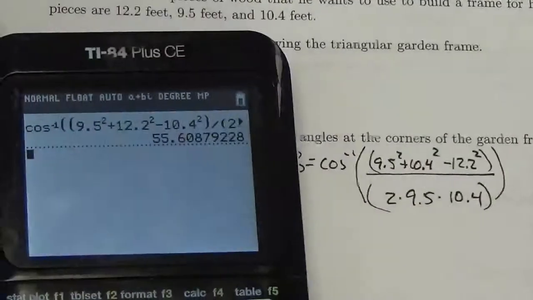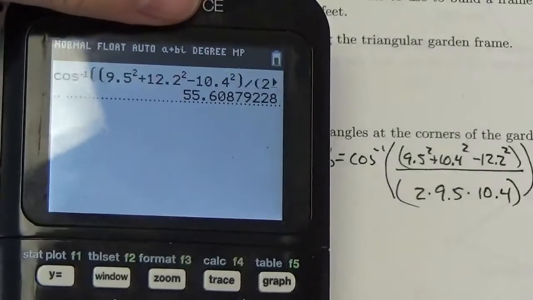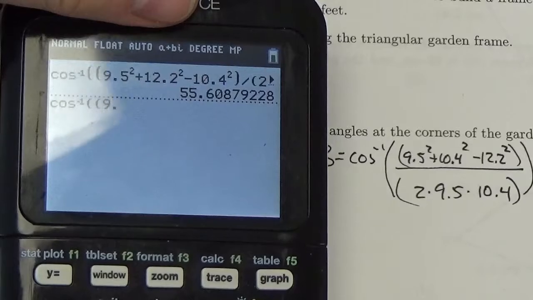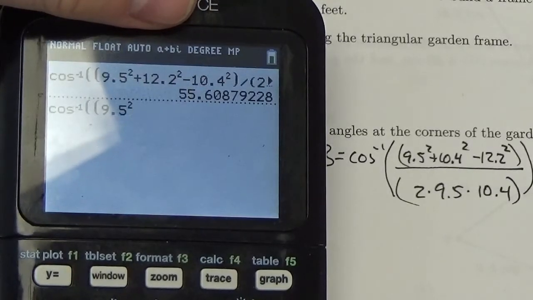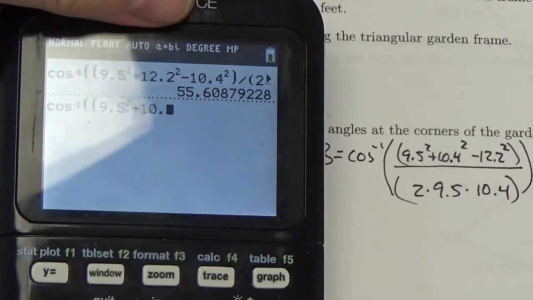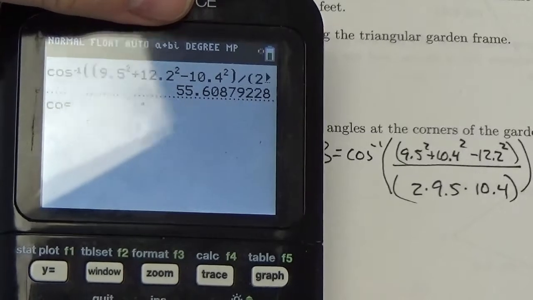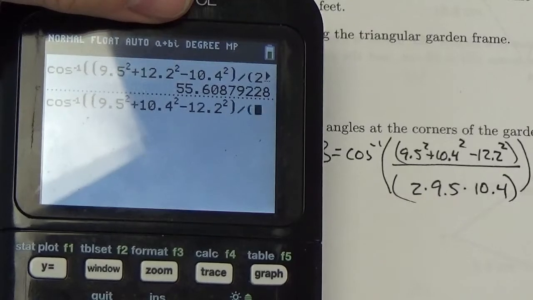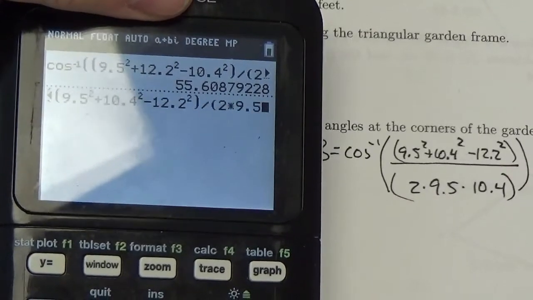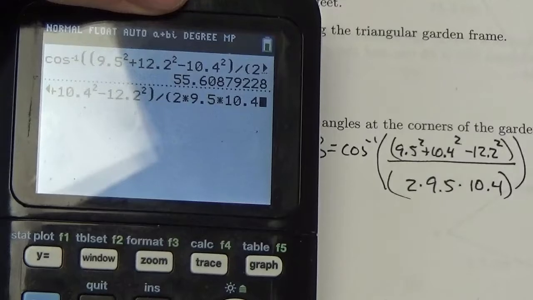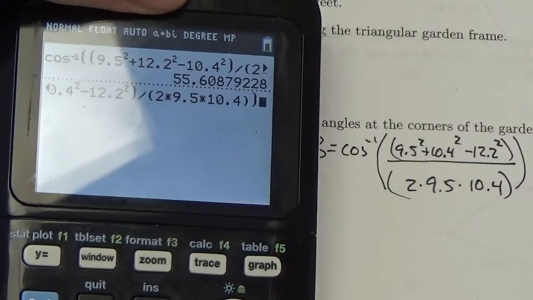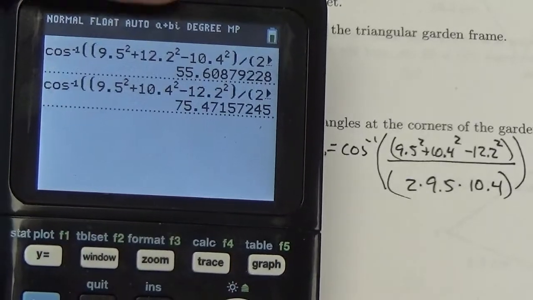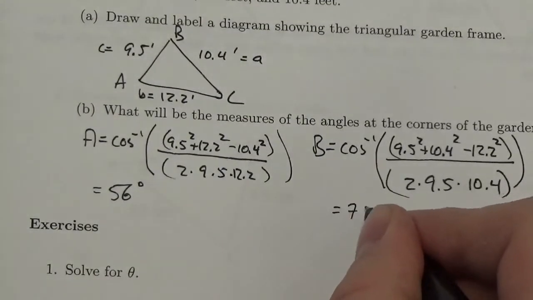And now I enter that into my calculator. So inverse cosine, another set of brackets. 9.5 squared plus 10.4 squared minus 12.2 squared, close the brackets, now divided by, open them again, 2 times 9.5 times 10.4, close the brackets, close for the cosine, and then I get 75 degrees, okay, when I round that to the nearest whole.